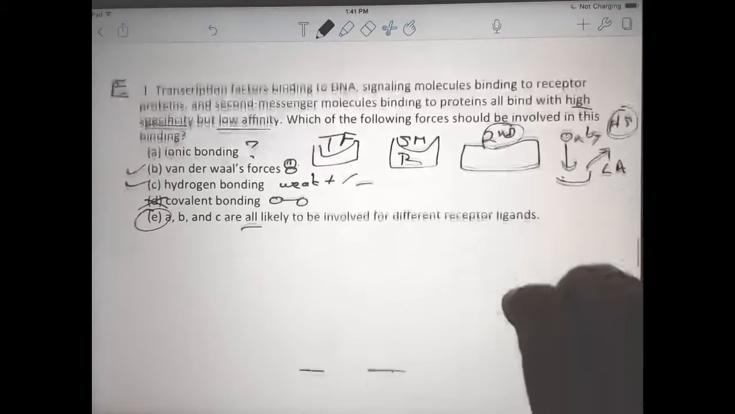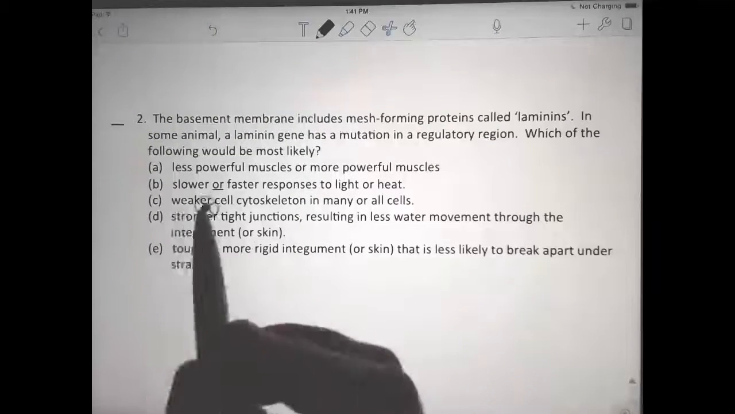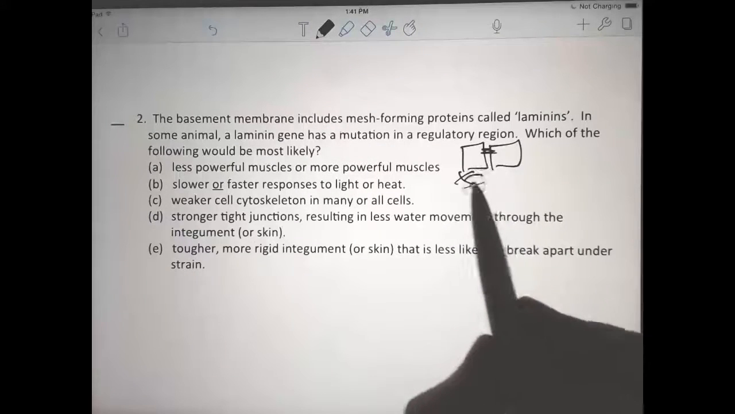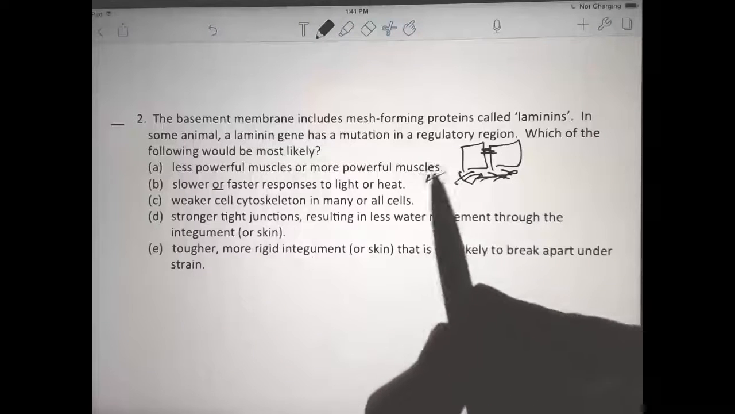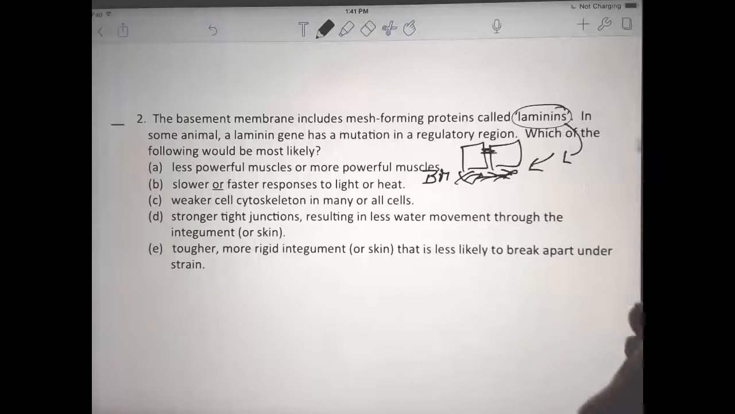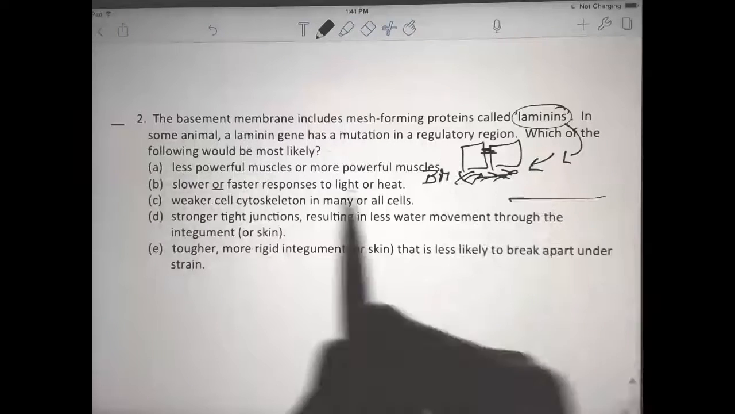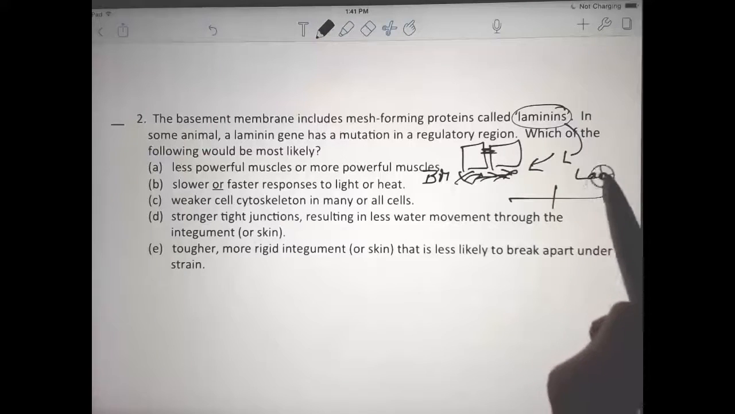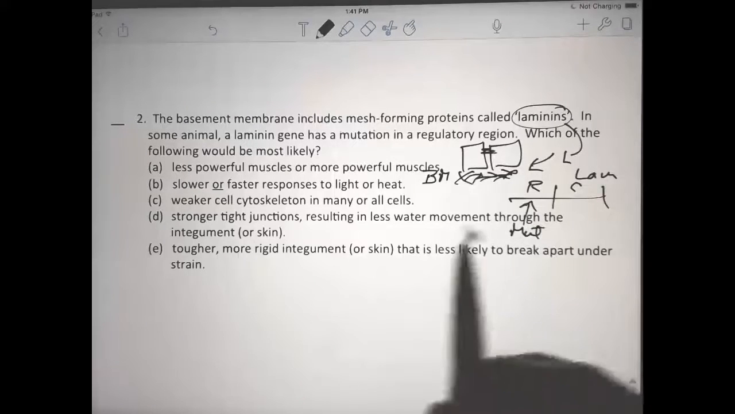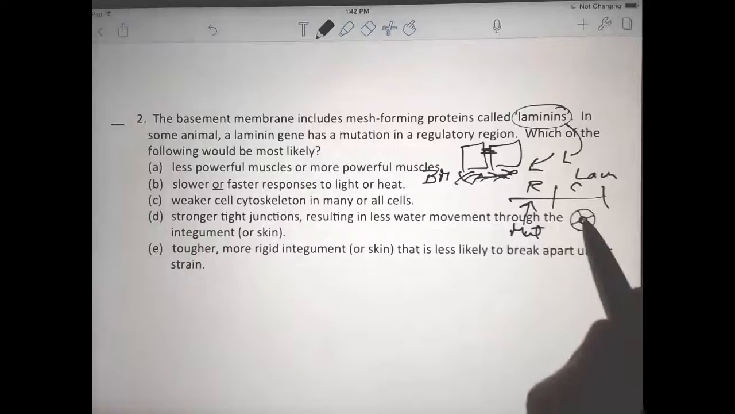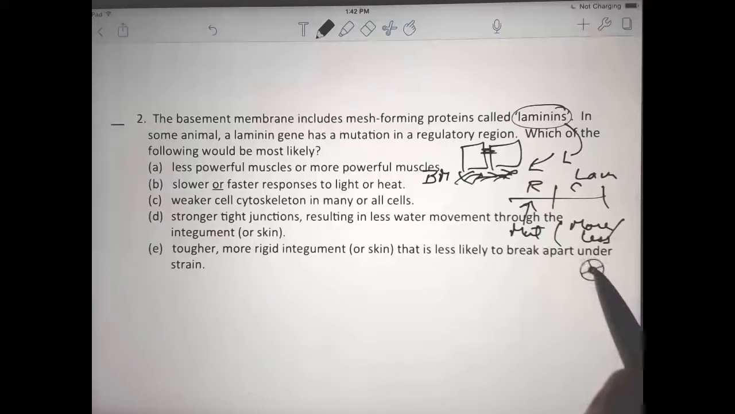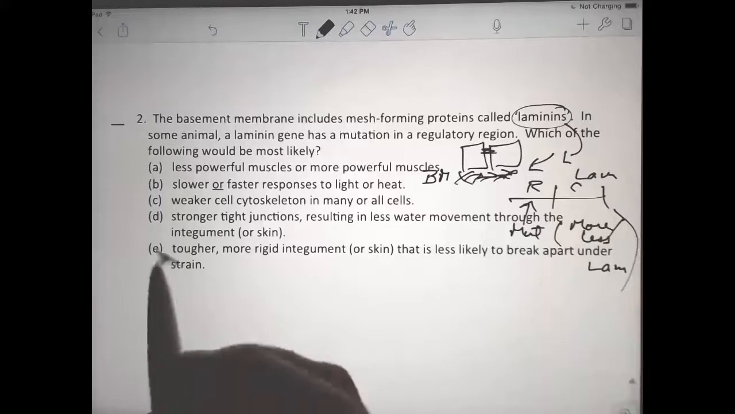Okay, let me try it again for another question. Tight junctions, there's the basement membrane. The laminins are in the basement membrane according to the question. There's the gene, laminin gene, coding, regulatory region, mutation in the regulatory region. And I know that would give me more or less laminin, depending on whether it was a mutation in an enhancer or a repressor.